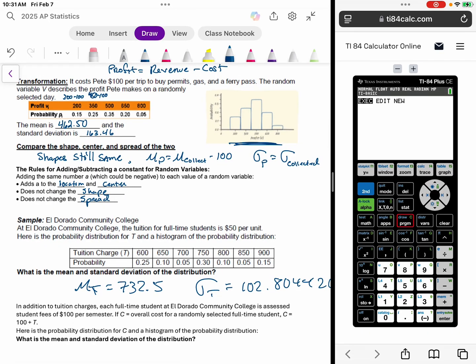So adding or subtracting the same number to each value in a random variable adds that number to the location of the center. It does not change the spread, and it does not change the shape.